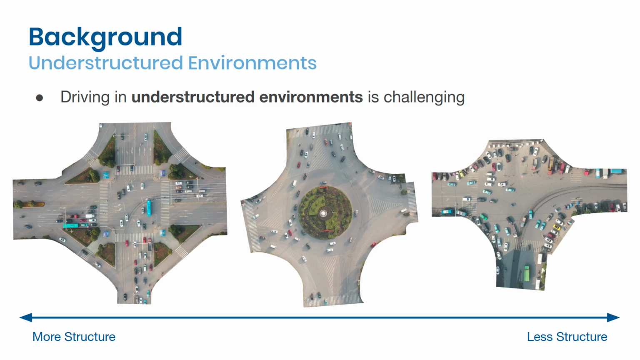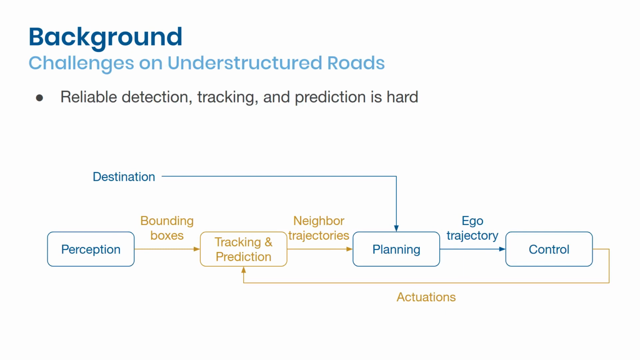If we look at a standard perception, planning, and control pipeline in a standard autonomous vehicle system, we will find out that most of the difficulties of driving in understructured environments come from tracking and prediction.